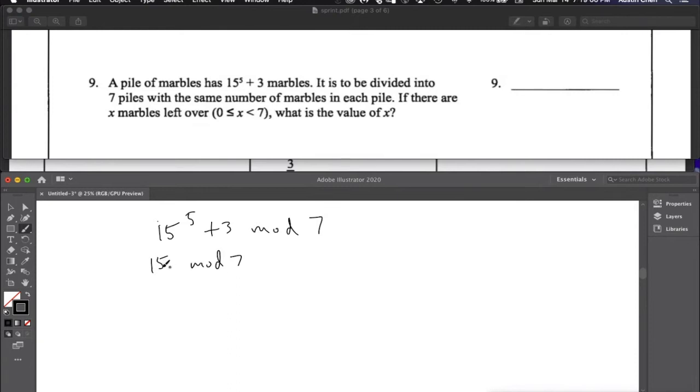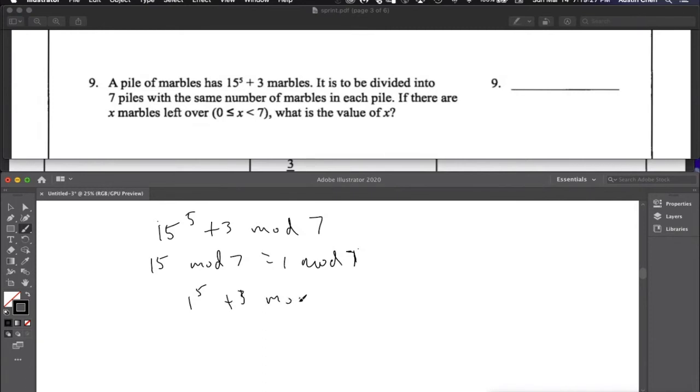If we look at what this is in the smallest version of itself in mod 7, it's going to be equal to 1 mod 7, right? Because 14 is a multiple of 7. So 15 mod 7 is going to be 1 mod 7, and that means we can substitute 15 with 1. And this is very good, right? Because 1 is a very small number and we can solve for 1 to the 5th very easily.